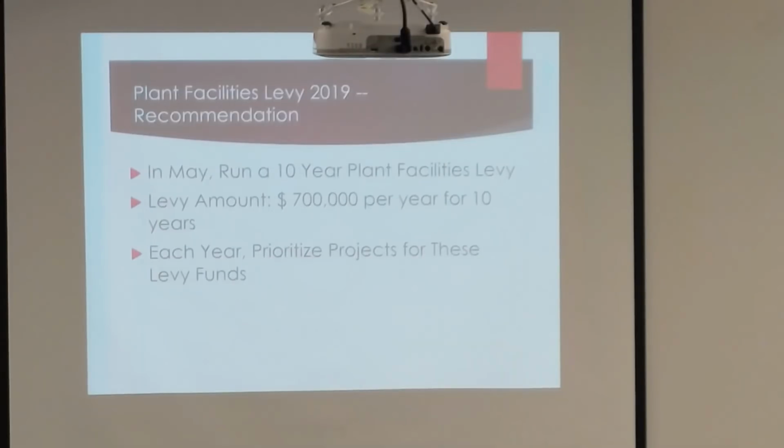I don't have this in your packet, and I apologize for that, but Mr. Smith spent some time over break helping us put together a list of completed projects since 2014. We've completed just about $2 million in projects since 2014. If you look at that, that's about $400,000 a year. So our levy money has been able to accomplish a lot of those projects while paying for some other items.